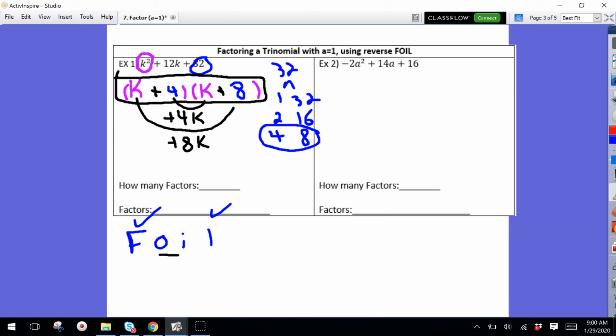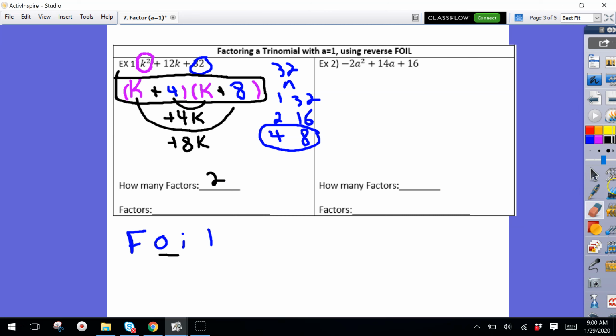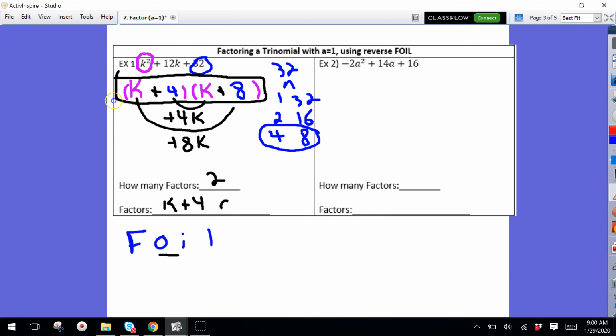So there are 2 factors here. I multiplied 2 numbers here, and the 2 factors that I multiplied, let me just erase these check marks, are k plus 4 and k plus 8.